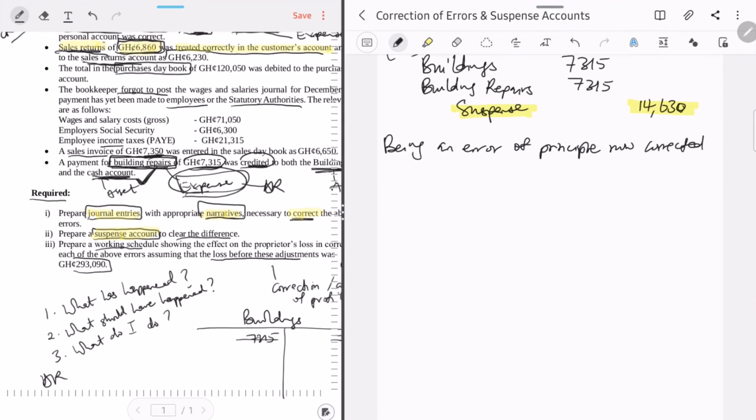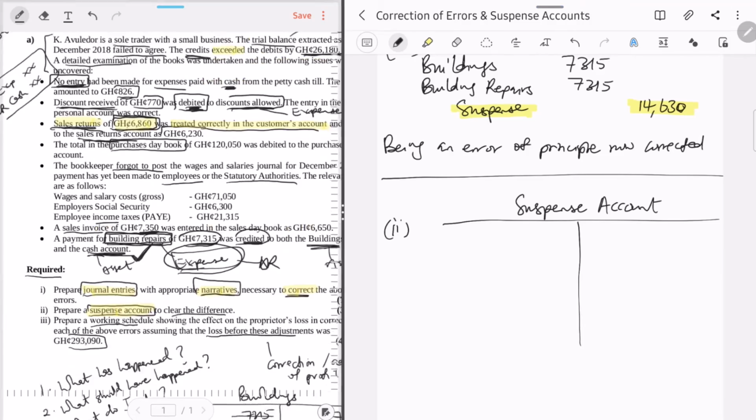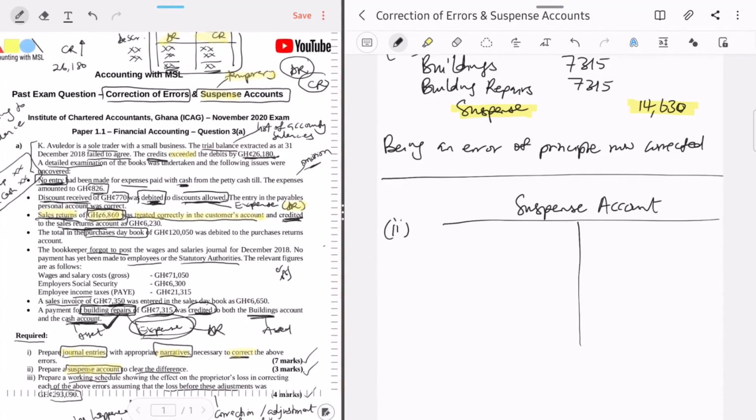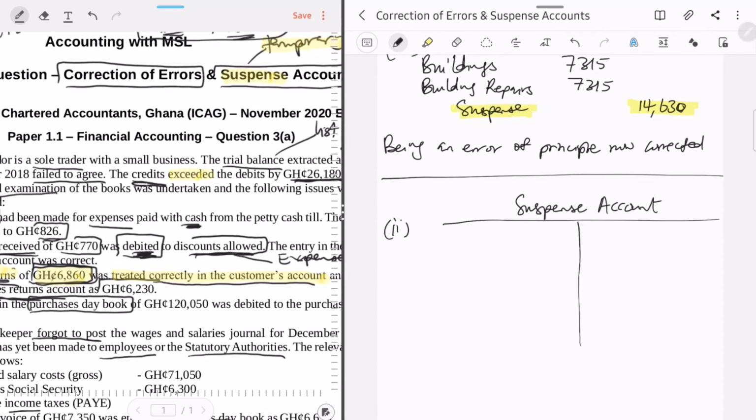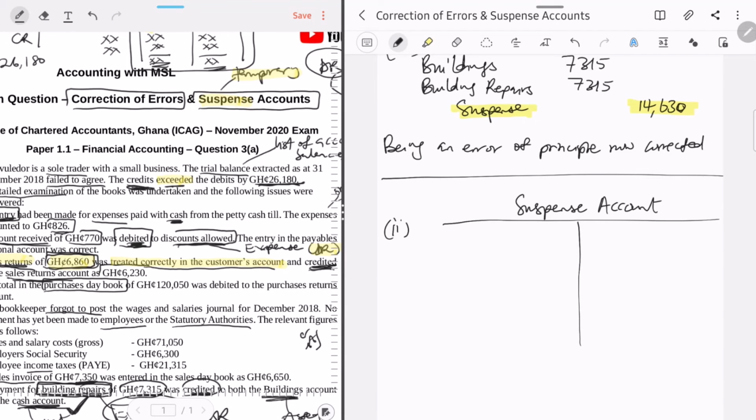So this is what I mean. Requirement II is to prepare a suspense account. This is how it looks. It's just a T account. So, suspense account. First thing you do is to bring the balance on the suspense account here. Watch this carefully. What did they say? They said at the top here, the credits exceeded the debits by 26,010. It means that the credits have more figures, have more balance than the debit side. What does it mean? It means the debit side is what is lacking. So we need to plug the balance here.